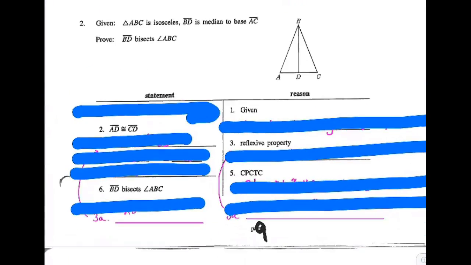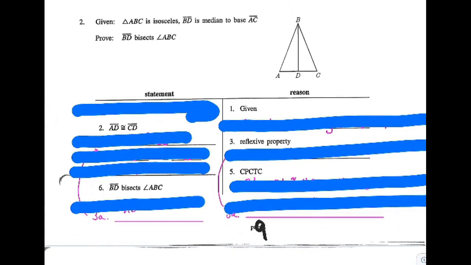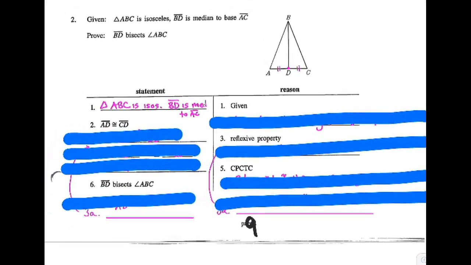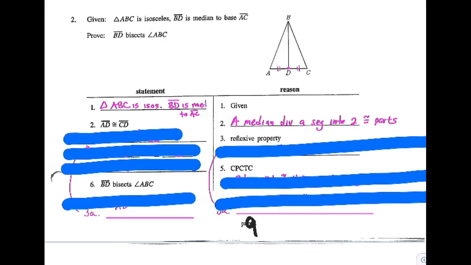This is a fill-in-the-blank proof, which has popped up on midterms and Regents in the past. The first statement is just the givens that were written up above. ABC is isosceles, and BD is a median to AC. If BD is a median to AC, medians land in the middle, right? So that means it divides that segment into two congruent parts, just like a bisector would do, just like a midpoint would do. So that's actually the next statement. AD is congruent to CD because a median divides a segment into two congruent parts. A median will do that, a bisector will do that, a midpoint will do that.